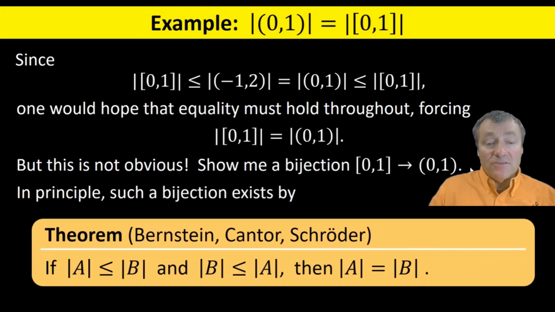And there is such a theorem. It is the Bernstein-Cantor-Schroeder theorem, or various combinations of those names. I think I've seen it referred to in about 8 or 10 different ways, depending on which subset of the 3 names you list and in what order.